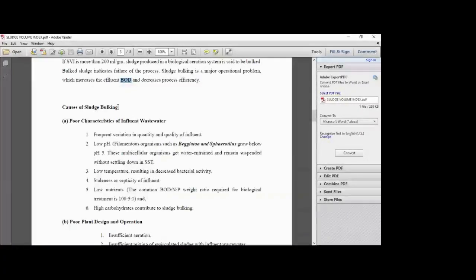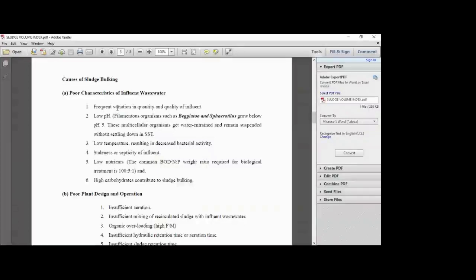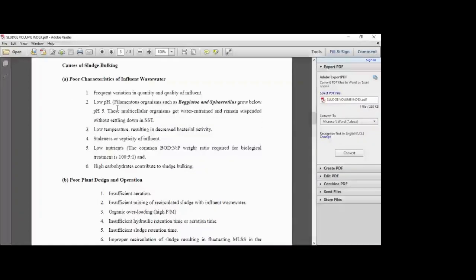So aapka jo influent hai, uska characteristics kuch aapka kya rahega? Poor characteristic ka influent aa gaya. Ya aap jo wahan pe operation kar rahe hai, ya jisne bhi plant ko design kiya hai, wo kya hoga? That particular design and the operation is poor in nature. So these are the two main causes. Either it is the poor characteristics of the wastewater, or it is the poor plant design and operation.